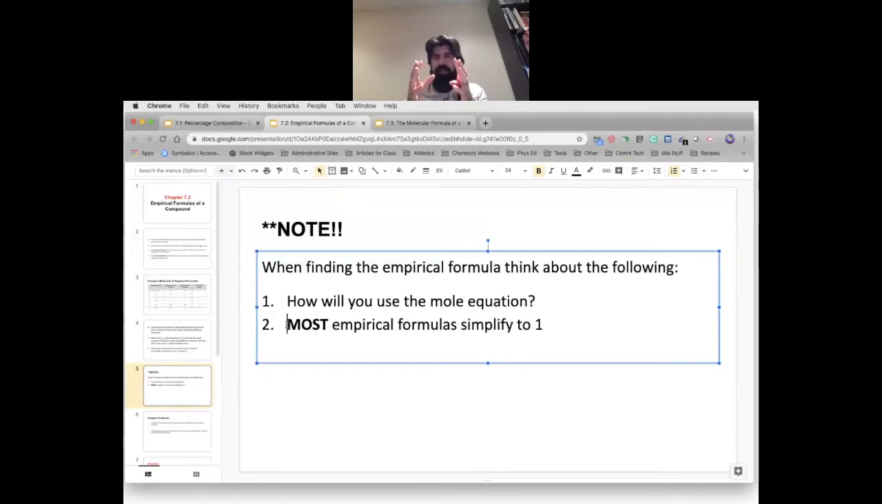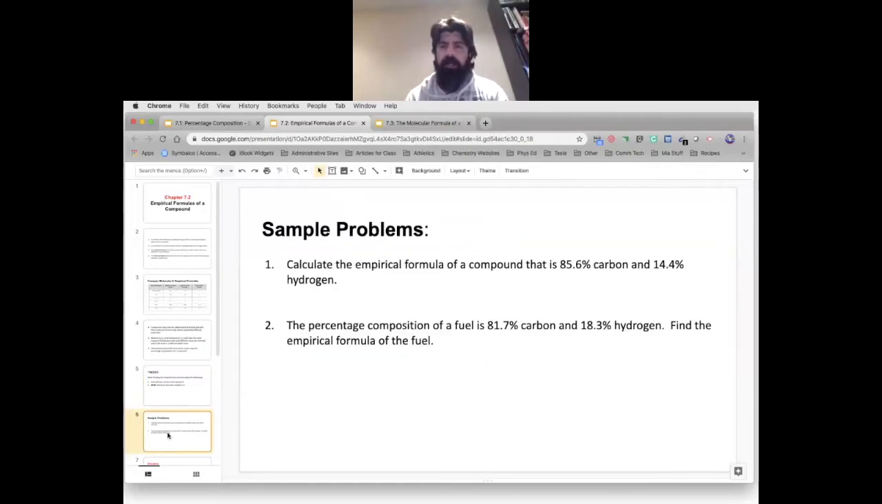Think of the example like this: the CH empirical formula that we got for benzene. There's one C, there's one H. In H2O there was one O. So understand that many times, most of the time, one of the atoms will actually simplify to one. So the goal is to always try to reach that step. Anyhow, let's look at the sample problems. We're going to take these up, but I do want to discuss how to go about answering these.